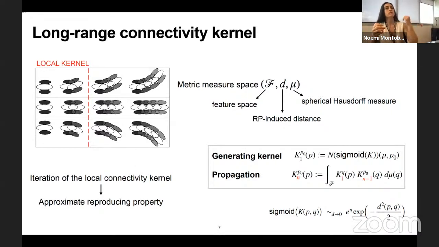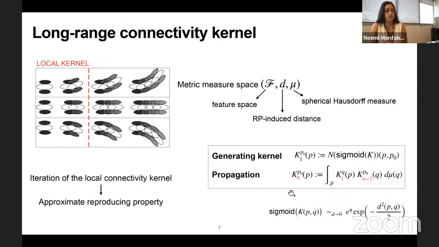Another example is a discrete case that is important for a computational context, where the measure just reduces to the counting measure. Now we fix a starting point for our propagation, a point P0 belonging to the feature space F, and we denote by K1 P0 the local kernel computed around this point. So we fix P0 and let the other argument P vary. We also apply the sigmoidal function to the kernel and we normalize it. This is the generating kernel, let's say, of our propagation.